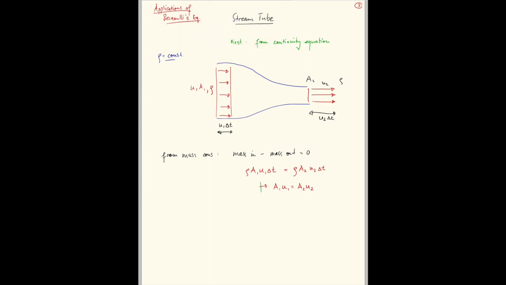And that means that if we know the cross-sections and the velocity coming in, then we can infer at what velocity the water is going to come out. And what that means is that if a2 is much smaller than a1, then proportionally the velocity at the outlet is going to be higher than that at the inlet. Now let's consider the more general 3D case.